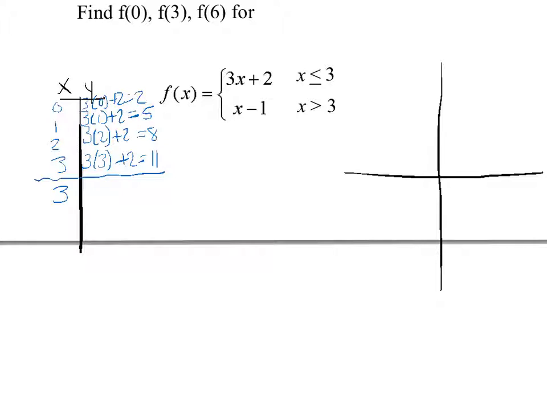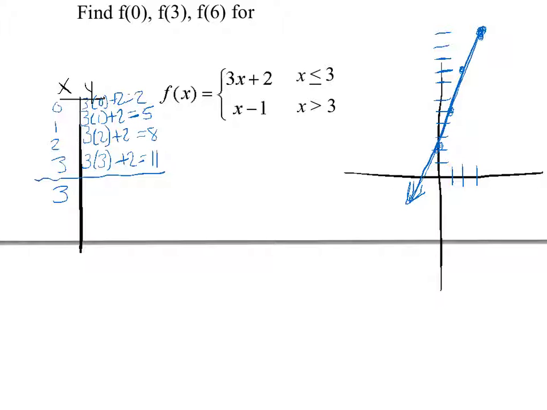Now this is saying x is less than or equal to 3, so we get to do a closed circle because it's also equal to. And we've got 3 and 11. 1, 2, 3, 4, 5, 6, 7, 8, 9, 10, 11. Closed circle. Then we've got 2 and 8. 10, 9, 8. And then we've got 1 and 5. 7, 6, 5. And then we've got 0 and 2. And we can keep on going in that direction. And that'll be the bottom half.